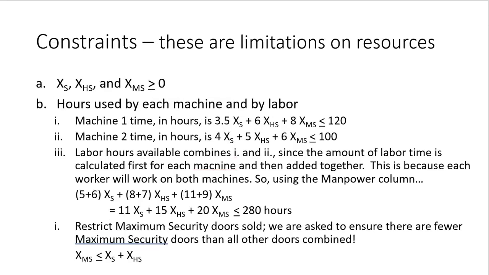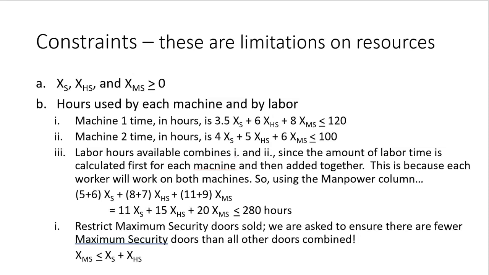Next, we're going to look at constraints. Constraints help us understand our limitations on resources. So the first question I like to surmise, before I even look at the problem, is how many constraints do I anticipate? I could have guessed 3 or 4 based on what I've read already, and I know that in this objective function to maximize, I'm going to have a constraint that keeps everything greater than 0. So I start out with that in A. I can't have profit if I don't make any doors. So XS, XHS, and XMS all must be greater than or equal to 0.